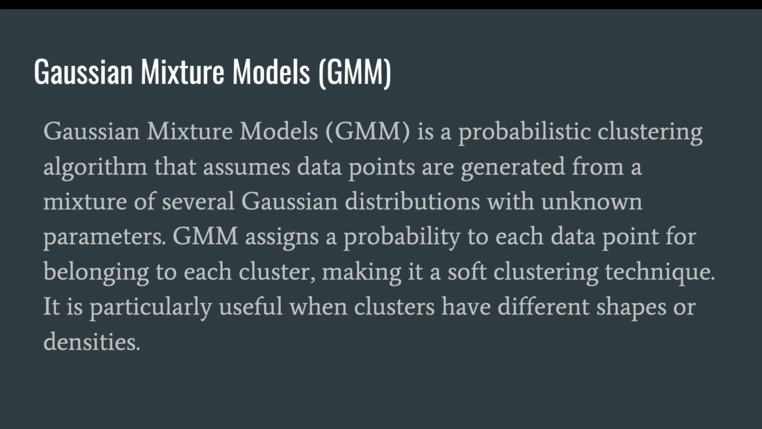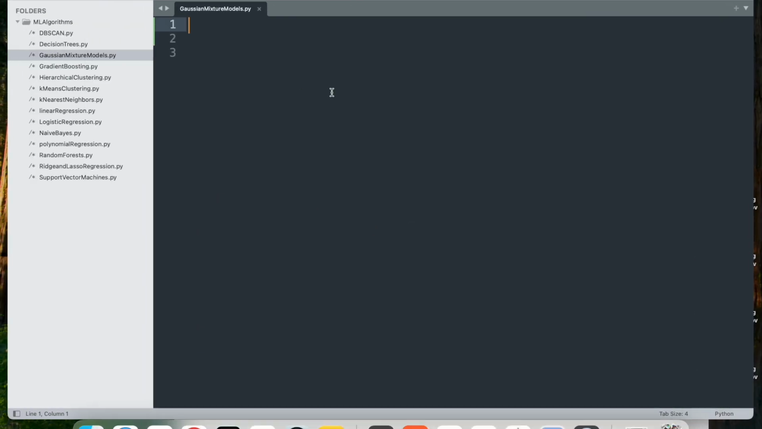Let's go ahead and implement this Gaussian mixture model, GMM, clustering in Python. So I have already created a file. I'm going to go ahead and first import the necessary libraries. Next, I'm going to do from sklearn.mixture import GaussianMixture, which imports the GaussianMixture class from scikit-learn's mixture module.